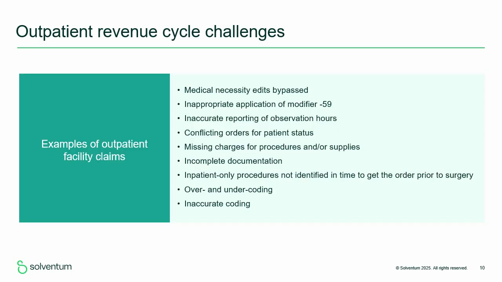Another challenge is the inappropriate application of modifier 59. An edit may appear between two CPT codes. A 59 modifier was added to bypass this edit, regardless of whether the criteria was met for that 59 modifier to be present. So if this is not happening at the coding level, we do see it being appended by billers on the back end to get that claim out the door.